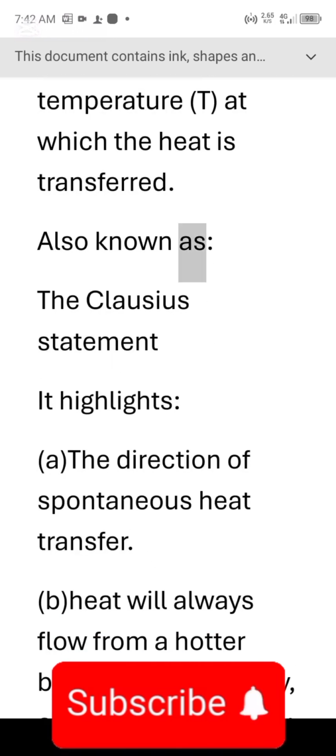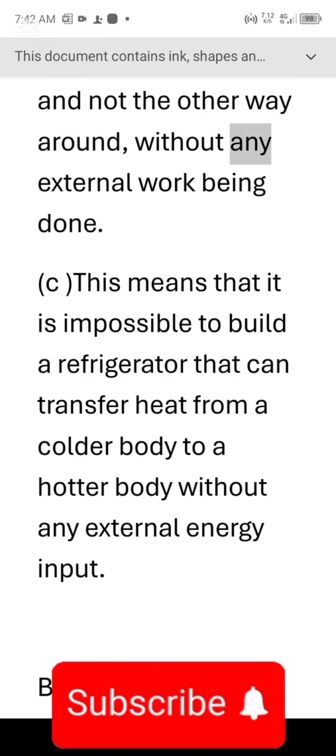Also known as the Clausius statement. It highlights: A. The direction of spontaneous heat transfer. B. Heat will always flow from a hotter body to a colder body, and not the other way around, without any external work being done. C. This means that it is impossible to build a refrigerator that can transfer heat from a colder body to a hotter body without any external energy input.